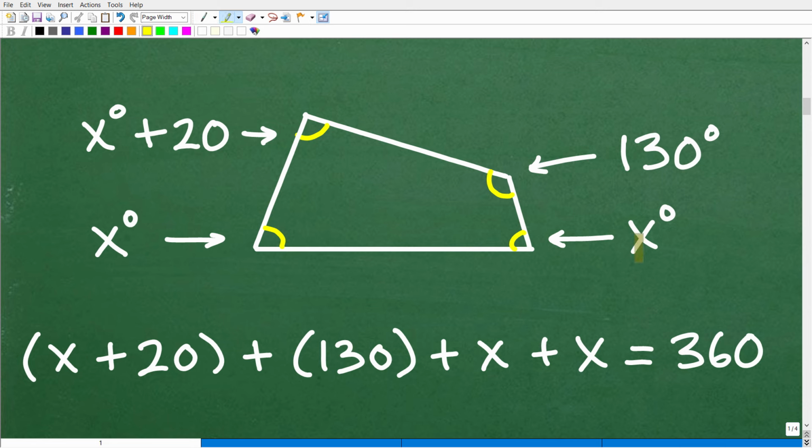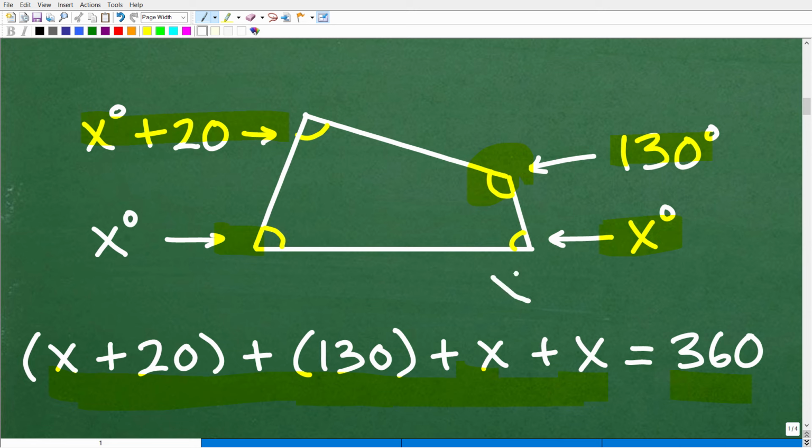Let's go ahead and build this algebra equation. You can see here that I already did this. We have this angle, x plus 20, so I'll write that here in parentheses, plus 130 degrees, that's that angle, plus x. The order doesn't make a difference here. You can start at x plus 20, plus 130, plus x, because the sum total of all these angles is 360 degrees. Now that we have our equation, it's up to you and your algebra skills to solve for x.